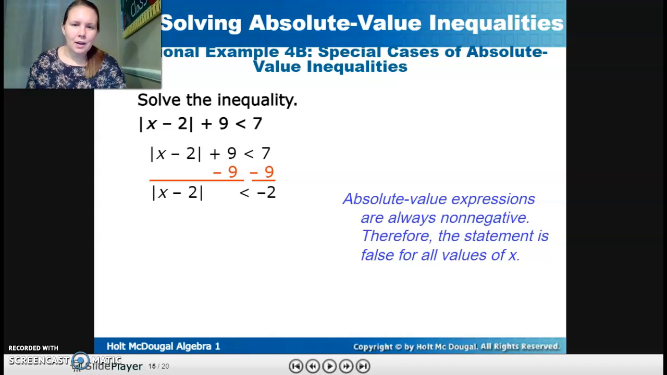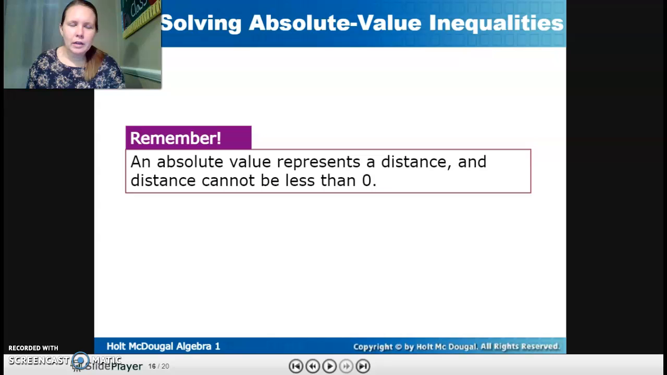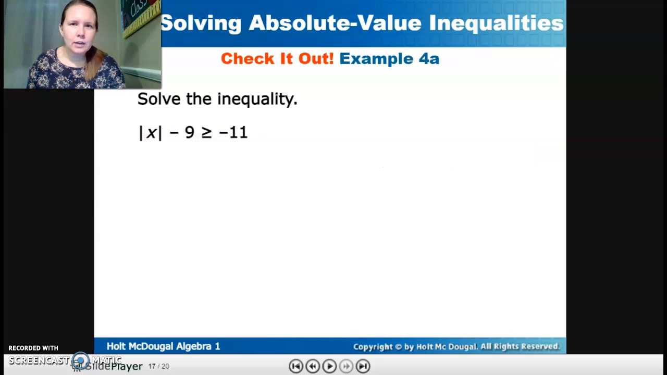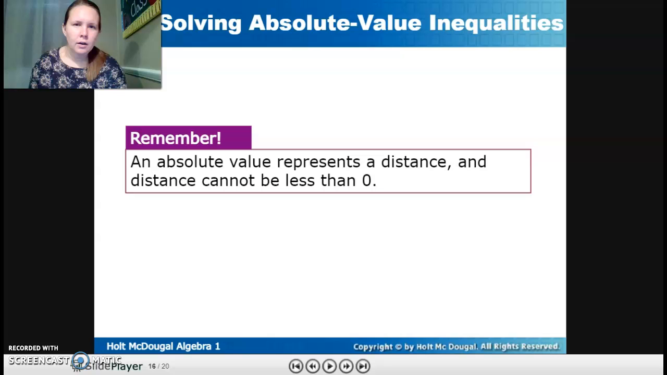I don't think there was much else that I wanted to discuss within here. Just the fact that absolute value is the distance from 0, and distance can never be negative. So we will continue practicing these skills here in class. So I will see you then.